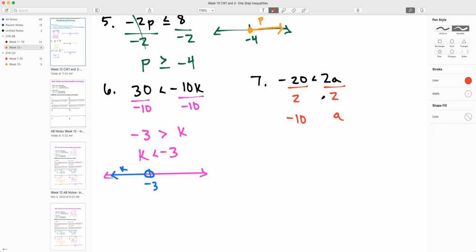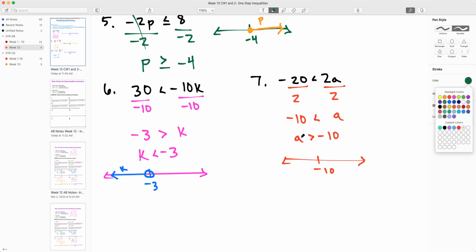If we divided by a negative, like if this was negative 2 that we divided by, then yes, we would flip the sign, but it's not, so we don't. We just leave it as is. But I do want to put this a on the other side, so we are going to end up flipping it that way. However, this and that are exactly the same. So that's our answer, and now we draw our line. We have negative 10 here, and then we have an open circle because it's just greater than negative 10, and then we draw our line.